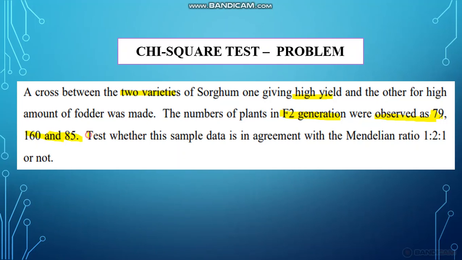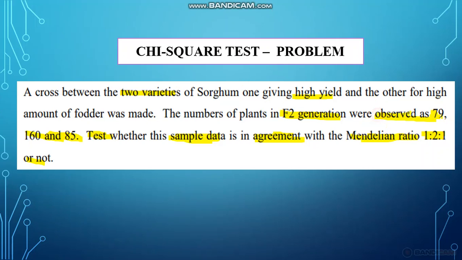So we want to test whether the sample data is in agreement with the Mendelian ratio. The ratio is 1:2:1, or not. So here they gave the observed values.